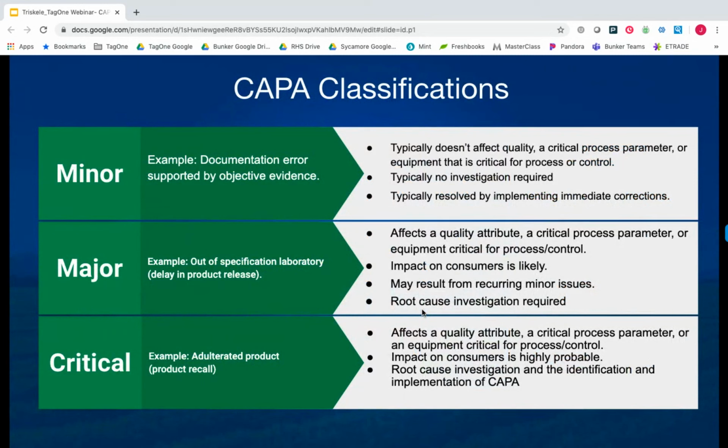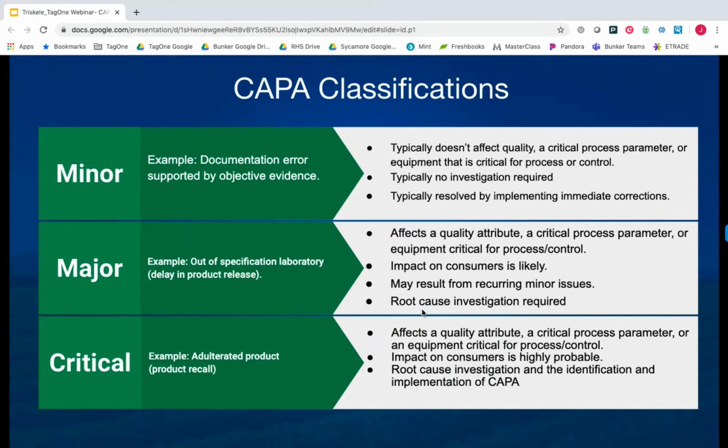Walk us through those different types of classifications, and if you can think of a story or an example that can relate, we'd love to hear it. Sure. So our CAPAs are classified as minor, major, critical. Some operations might use low, medium, high.